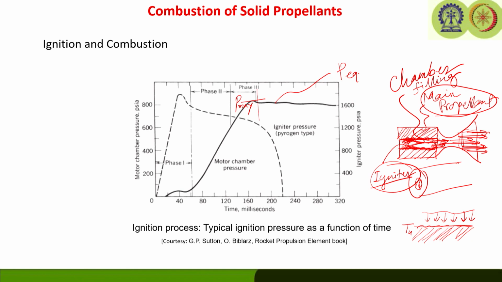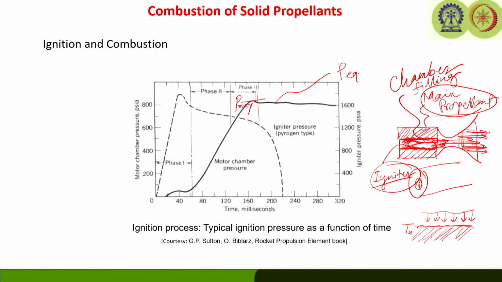Let us say you bought it this Diwali and you had some stock and you keep it for 2-3 years, then you may realize that in the 3rd or 4th year it is going to be very difficult to ignite those firecrackers. So, the age of the propellant is also important, because there may be some chemical deterioration due to which the propellant will not ignite easily.